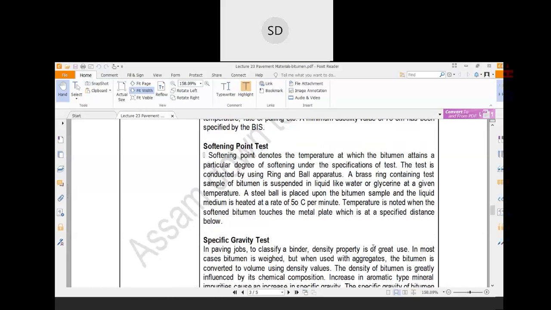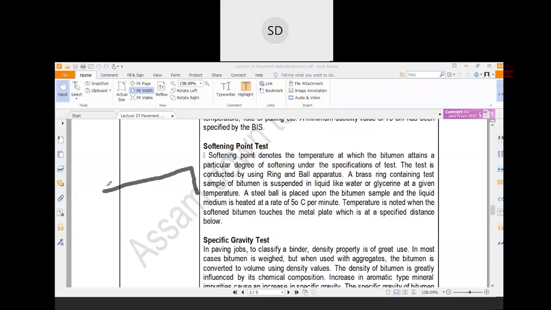Another test is softening point test. Softening point test checks at which temperature the bitumen softens. Now, why is it important? It is important to know at which temperature it can be mixed properly. The softening point test is often called the ring and ball test. In the ring and ball test, a brass ring contains the test sample of the bitumen.